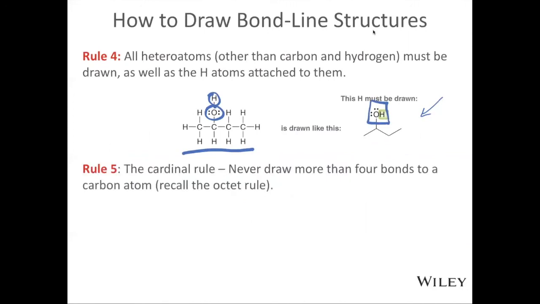Rule number 5, never draw more than 4 bonds to any carbon atom. Remember, octet rule. It's kind of funny because you'll see that when I'm grading exams, if I write the word yikes on your paper, that means that you have a carbon in that answer that has more than 4 bonds. So you'll never see a situation where carbon looks like that. This does not happen. So remember, we have to follow the octet rule and never have carbon atoms having more than 4 bonds. Again, we assume the hydrogens, but you'll never have more than 4.